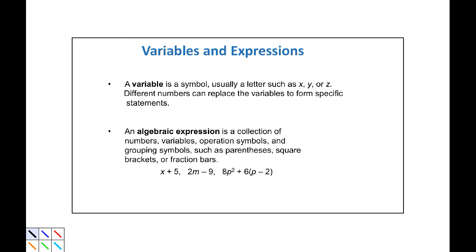Now, an algebraic expression is a collection of numbers, variables, operation symbols, and grouping symbols, such as parentheses, square brackets, or fraction bars. For example, we have the expression x plus 5, the expression 2m minus 9. Now, our last example is 8p squared plus 6, parentheses, p minus 2, close parentheses. All of that represents an algebraic expression, whether they're simplified or not.